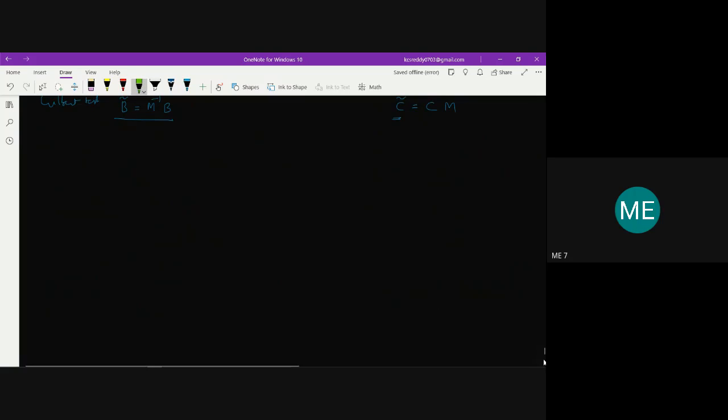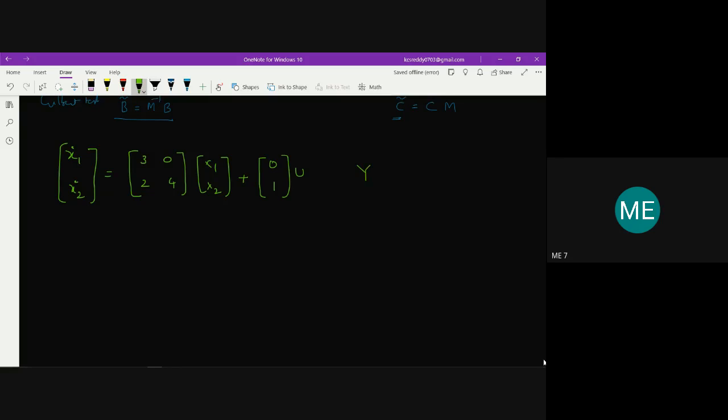So a system is represented by a state equation, that is x1 dot and x2 dot, which means there are two state variables. A is given as 3, 0, 2, 4, multiplied by the state variables x1 and x2, plus the B matrix 0, 1 times u. Of course, the output matrix is also given, 1, 0 into x.